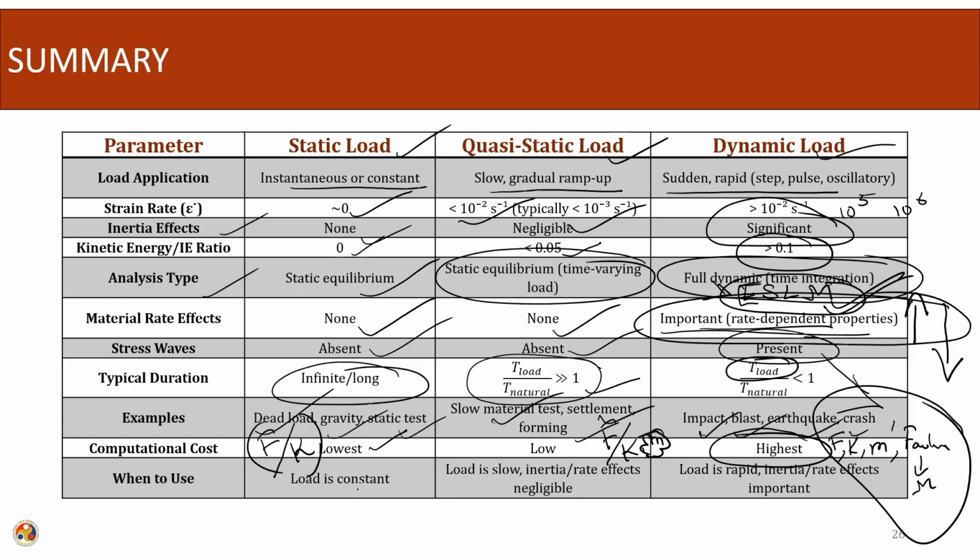When to use? When the static load is constant, we can approximate it using a static load factor. Quasi-static, when the load is slow, for example in slow material testing, and the rate effects are negligible. Dynamic loading, when the load is rapid, the inertia effects play a significant role and the rate effect plays a significant role. So, these are the distinctions between the three types of loadings.